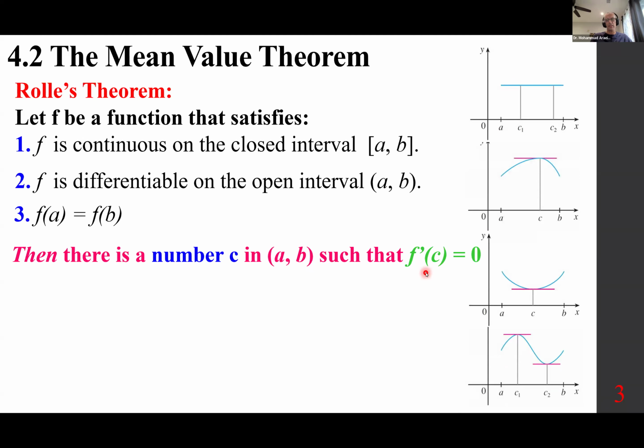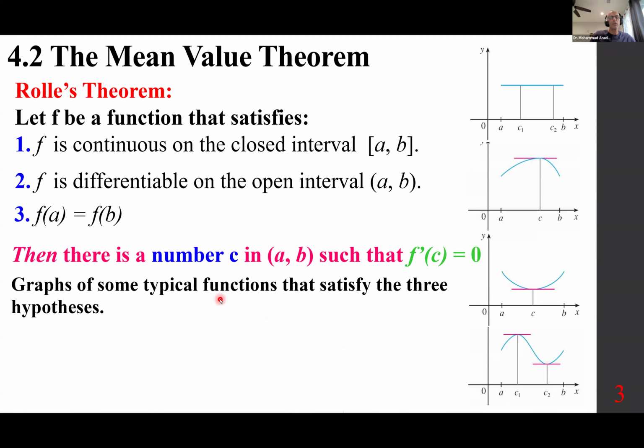These are some graphs that indicate those. Graphs of some typical functions that satisfy the three hypotheses are given. This is a horizontal line, which covers that. In this case, if you connect a and b, I hope you see that if f of a equals f of b, when you connect the two points, that gives you a horizontal line. That's the idea, everybody. So f of a equals f of b in all cases.